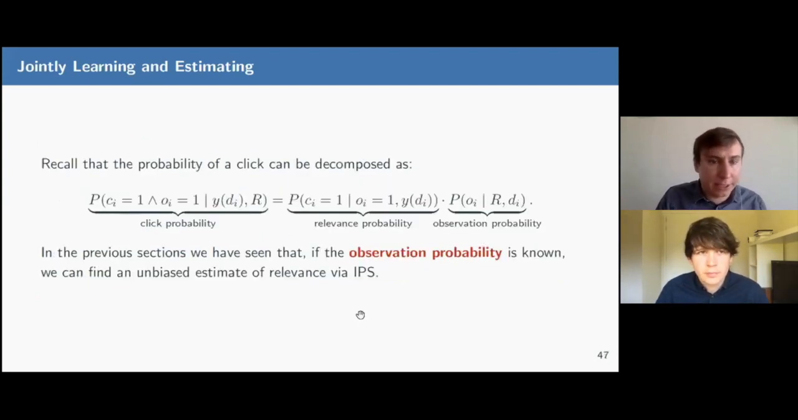So the idea here is that we go back to our previous assumption, our user examination model, where the probability of a document being clicked and observed can be decomposed into a relevance probability and an observation probability. So the probability of it being clicked given that it's observed, times the probability of it being observed at all. So here what we've said before is that if this observation probability is known, then we can just apply IPS and learn a ranker in an unbiased manner.